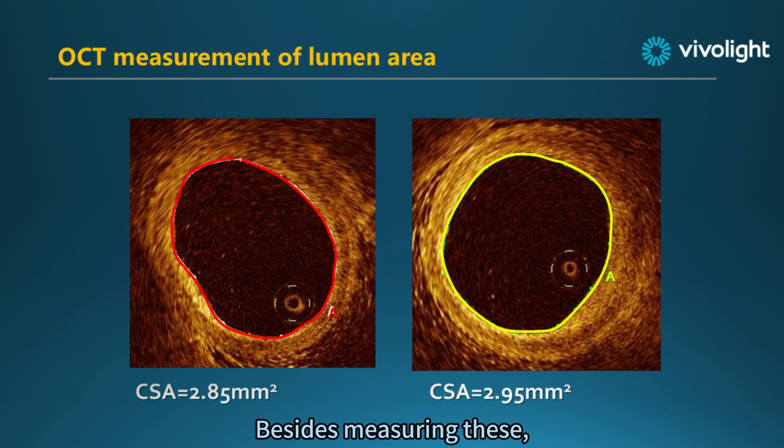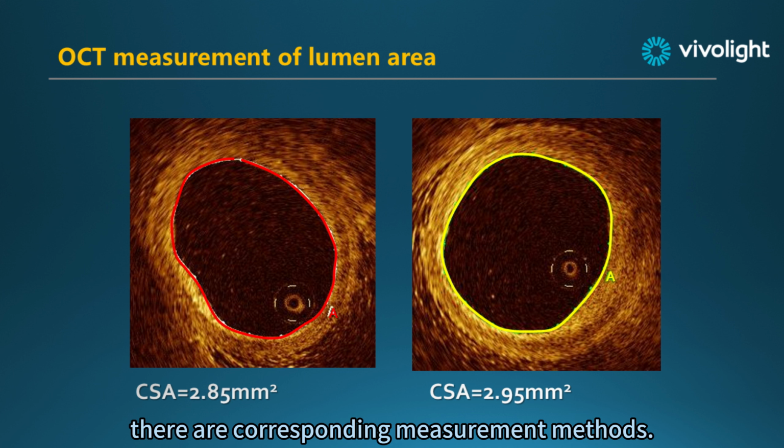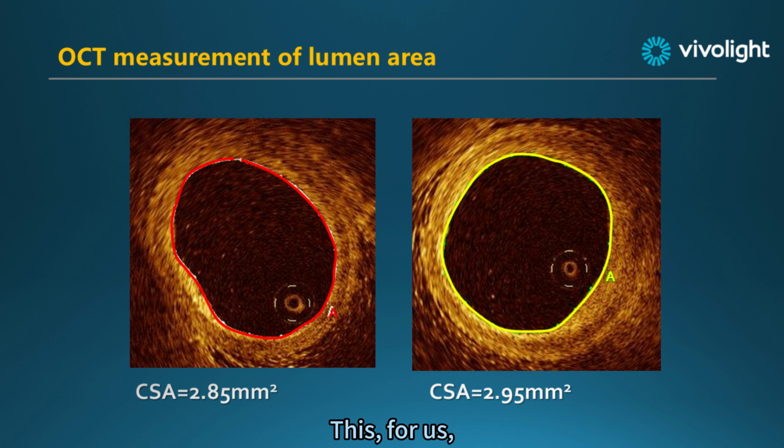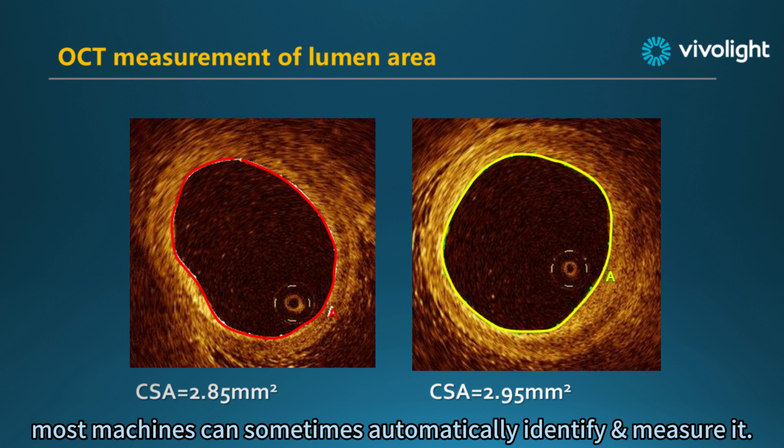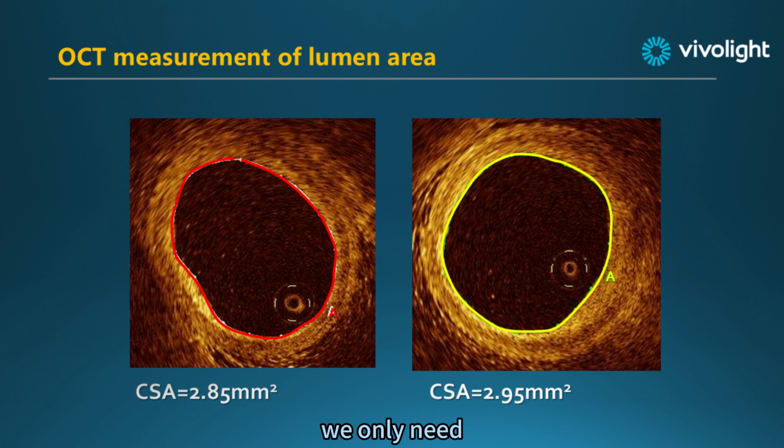Besides measuring these, we also need to measure the lumen area of the vessel. On this Chinese OCT system, or other machines, there are corresponding measurement methods. This is similar to using ultrasound to measure valve orifice area, etc. It's based on an anatomical area. We outline it by using dots. Of course, most machines can sometimes automatically identify and measure it. After identification, we only need to check if the result is accurate and drag these small points for fine-tuning to obtain a relatively precise lumen area.